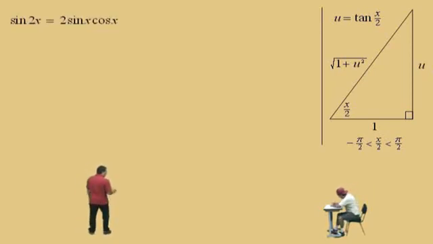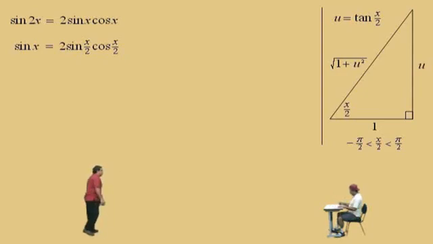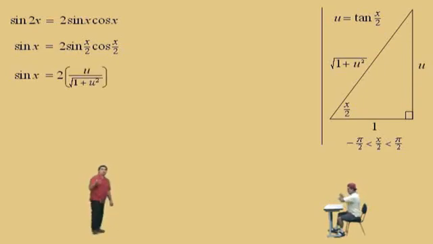Okay, Charlie. So now, let's go back. Remember the double angle. Sine of 2x was 2 sine x cosine x. Therefore, sine x was 2 sine of x over 2 cosine of x over 2. Look at our reference triangle now. We're going to replace sine of x over 2 with what? Here comes our substitution. Sine of x over 2 is what, Charlie? U over square root of 1 plus u squared. Very nice, because remember, sine is opposite over hypotenuse.